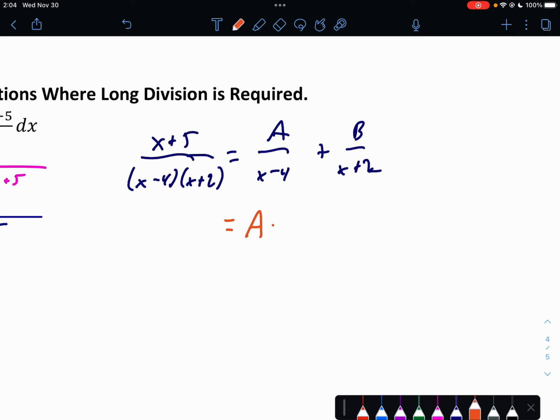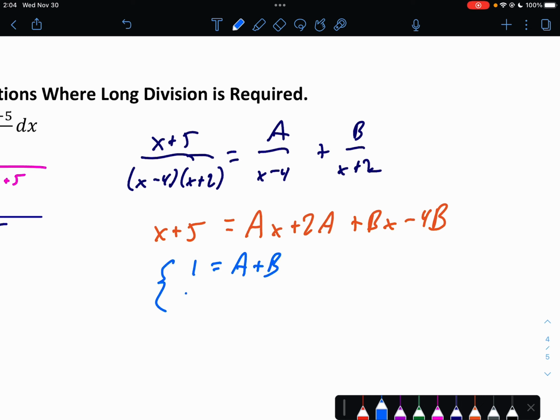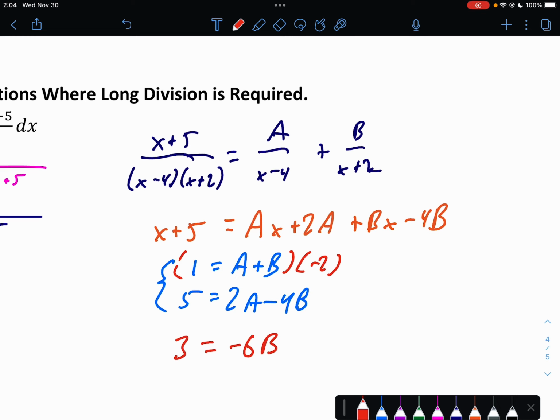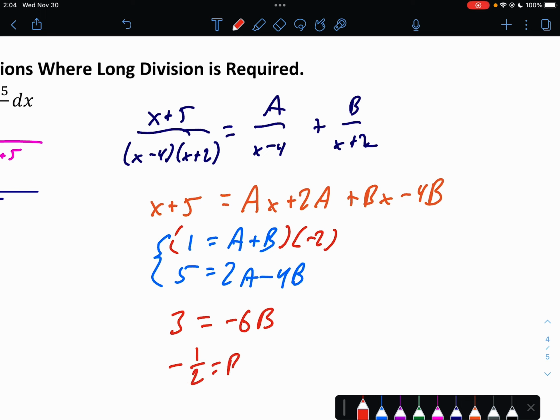So that's going to give me ax plus 2a plus bx minus 4b. I hope you're okay with me skipping a step here. And now my system will be 1x equals a plus b, and then 5 equals 2a minus 4b. So to solve this, I would probably multiply the first one by negative 2. So I get 3 equals negative 6b. So b is negative 1/2. Put that back in one of the original equations here. So I get 1 equals a minus 1/2. So a is 3/2.